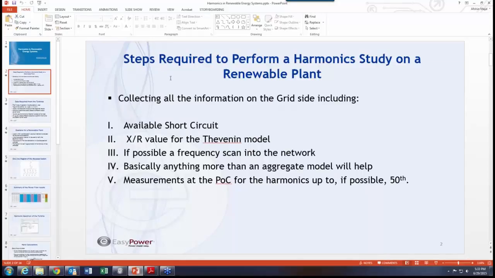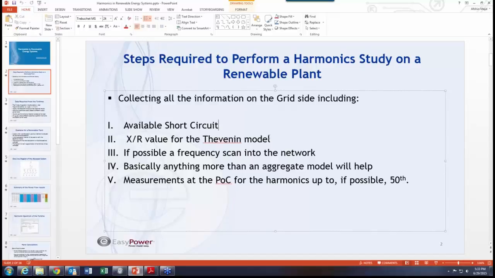Because we focus this presentation on renewable plants, let's assume there are a bunch of photovoltaic cells or wind turbines connected to the grid, and we want to see how we can model them. The first step would be collecting all the information on the grid side, including available short circuit, which is probably the first step for almost any other type of study. You need to start from your utility. You would need to have the X over R values for the Thevenin model.